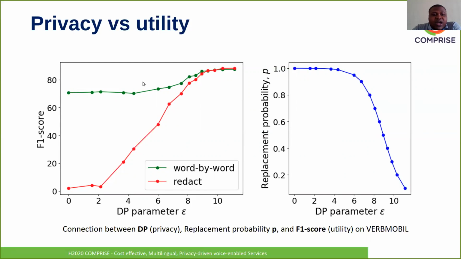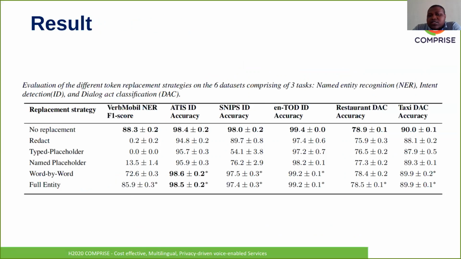Even when we have a much lower epsilon, the privacy loss, we still have a very high F1 score. So this is very useful for downstream tasks. We further evaluated this on 6 data sets, and we find the same thing. For example, in NER, using Redact or type placeholders drastically reduces the performance, and only word-by-word gave something that can be used for practical applications.